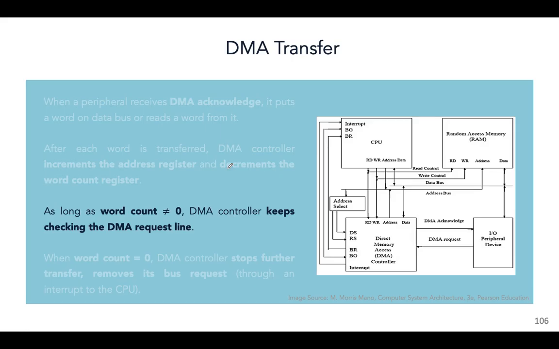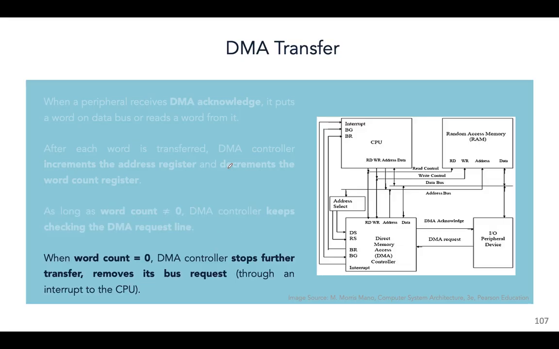So as long as the word count is not 0, so as long as there are still words that need to be transferred, the DMA controller will keep checking the DMA request line. And once the counter gets to 0, when all the words that needed to be transferred have been transferred, the DMA controller stops all further transfer and removes its bus request line, right, by interrupting the CPU. It indicates to the CPU that the transfer is now complete.